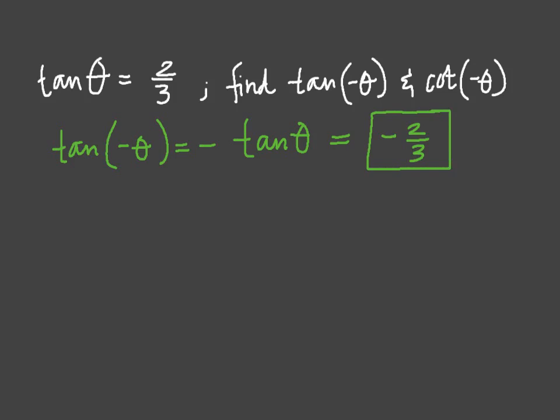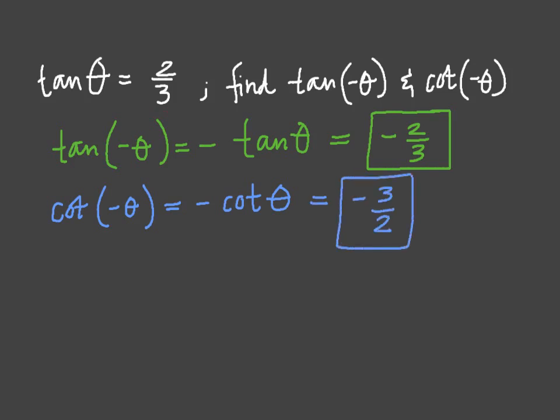Okay? Cotangent of negative theta, cotangent is also an odd function, so that means cotangent of negative theta is the negative version of cotangent of theta. So looking at this, cotangent would be the reciprocal of this value, so 3 over 2. All we need to do is negate that. We could have also gone from our final answer for tangent of negative theta and just flipped it over for cotangent of negative theta. So we're using this idea of even and odd functions. Since both of them are odd, we could flip that over.